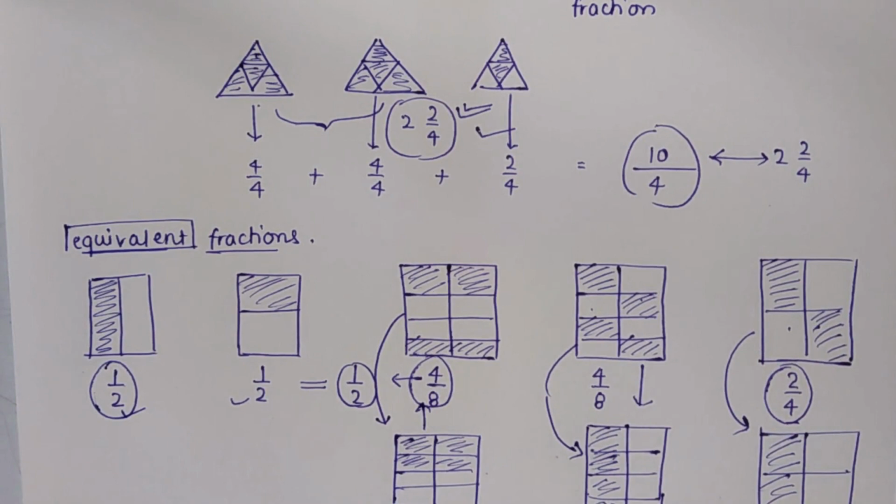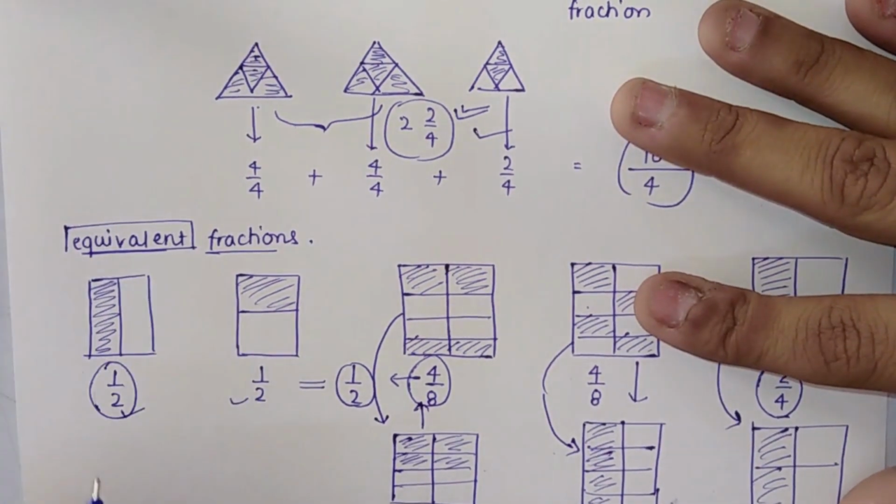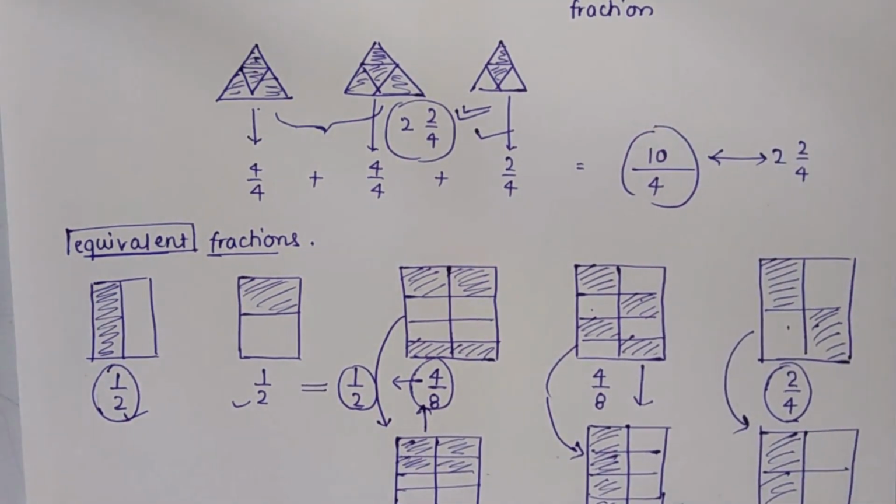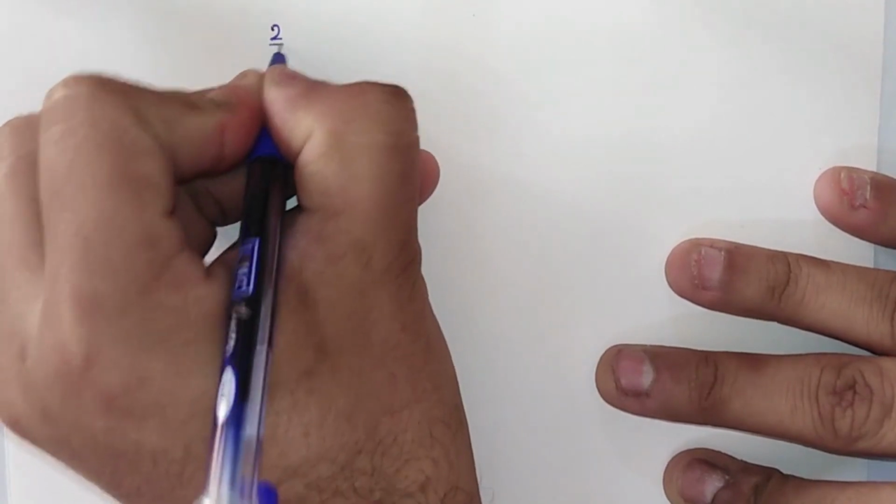How do we find the equivalent fraction? In order to find an equivalent fraction, we have to multiply the numerator and denominator by the same value. Let's take an example. Suppose I have a fraction, let's say 2 by 3, and I have to find 3 equivalent fractions for this. How do I find 3 equivalent fractions of this?